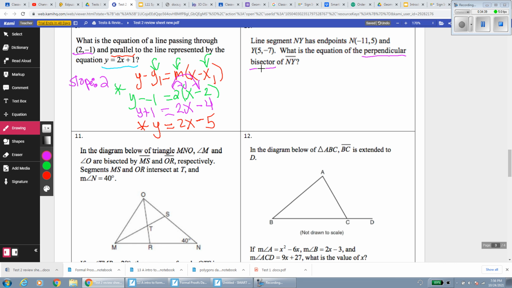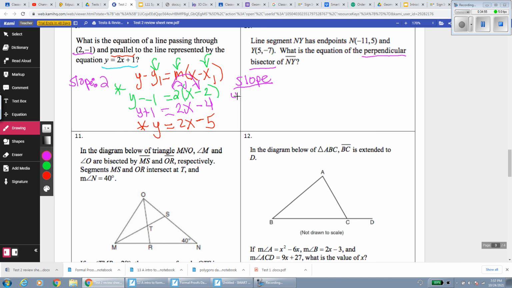Once we have our slope, we're going to have to take the negative reciprocal of it because negative reciprocal slopes are for perpendicular lines. And we're also going to need our midpoint, because that's the point that the bisector always passes through. So first, let's find the slope, and then we can work on the point.